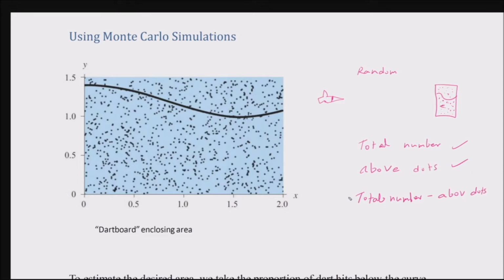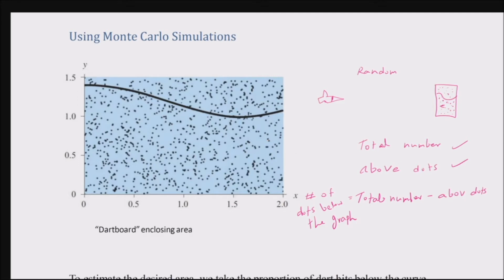that's equal to the number of dots below the graph, right? So that is something that we know. Okay, right? So that means if I know two things, I can calculate all three things, right? And using this, I can actually approximate the area below the graph. So that is what the Monte Carlo simulation is all about.